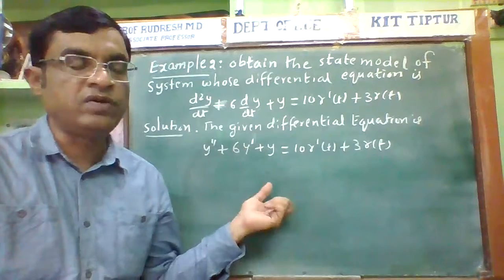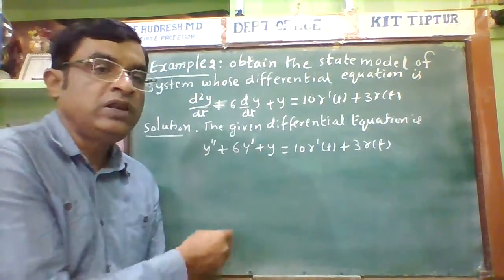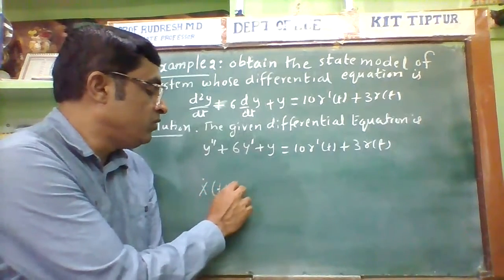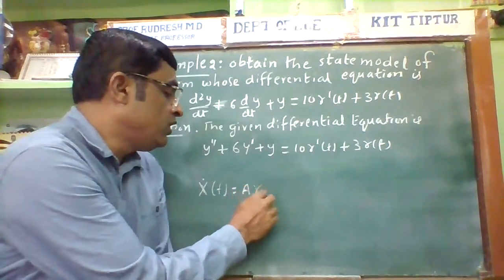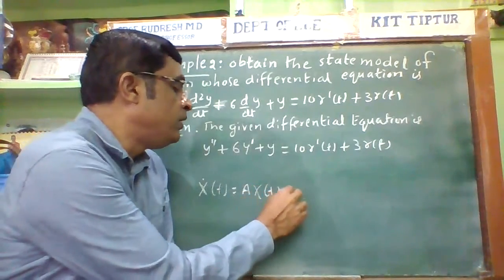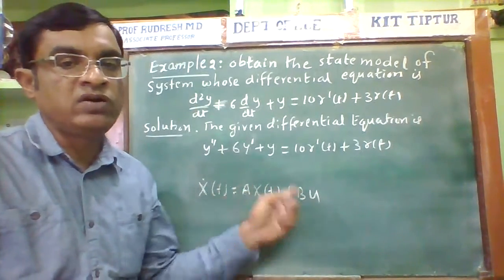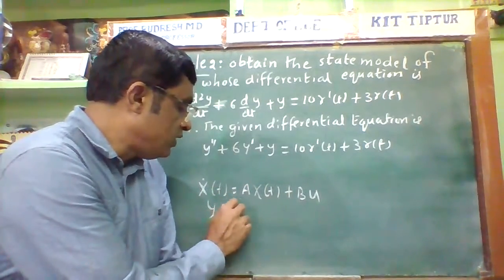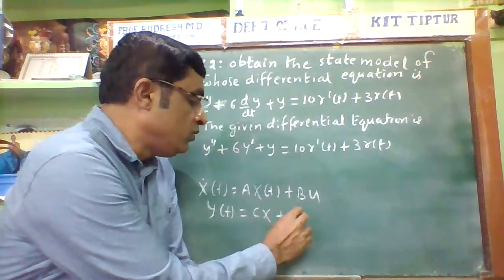Now, what is the state equation? The state equation is nothing but a linear combination. So we need to develop x dot of t is equal to A x of t plus B u of t. Now this is the state equation. We need to develop the state equation and also the output equation, y of t is equal to C x plus D u.